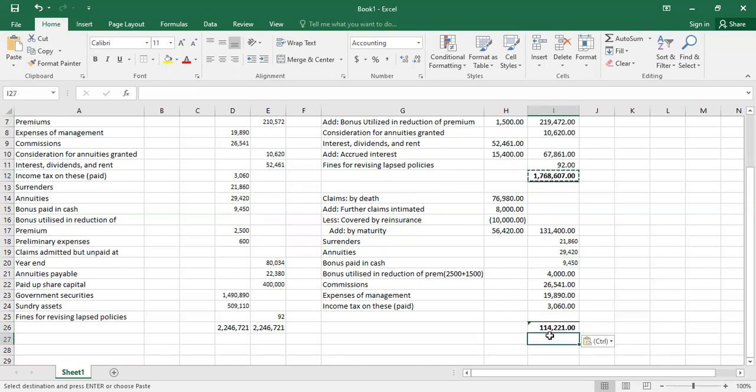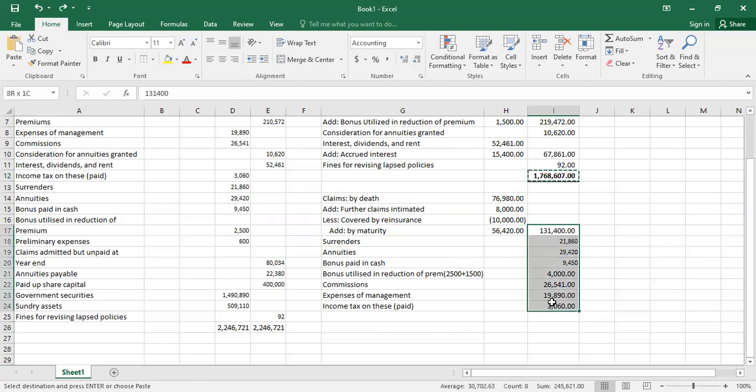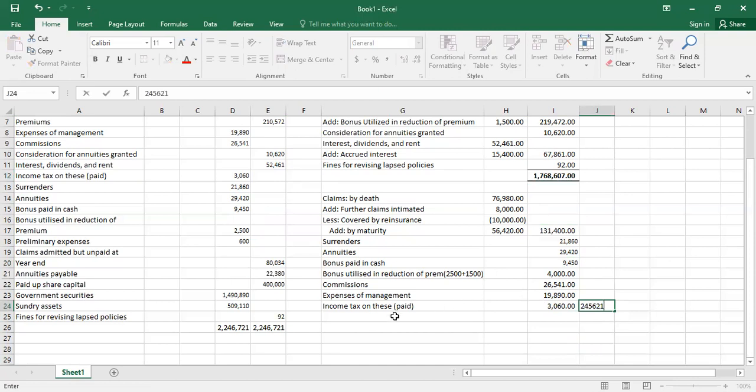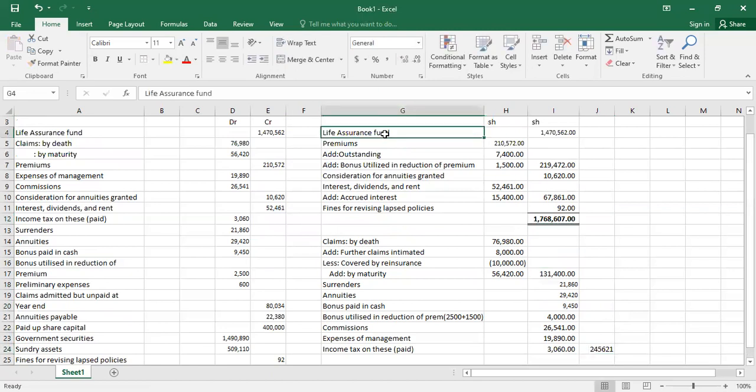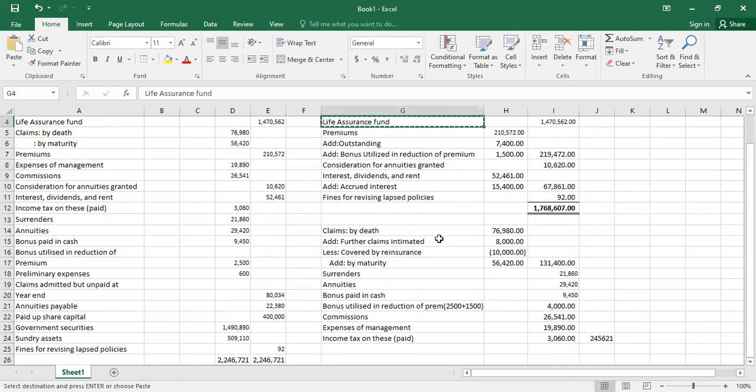So you need to get the difference. So I need to get this. This is 245,621. So my life assurance is the figure that we'll be taking to the carry forward. Remember, this was a brought forward. So you have a carry forward or a carry downward. That will be the balancing figure. So I can indicate there carried forward.